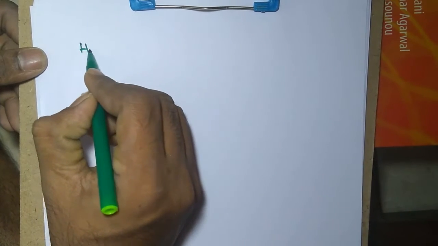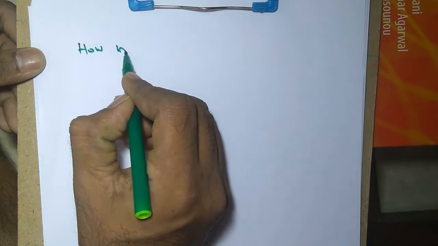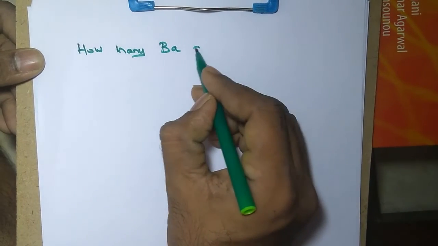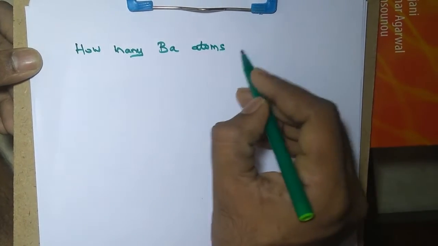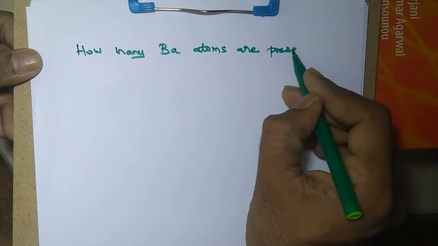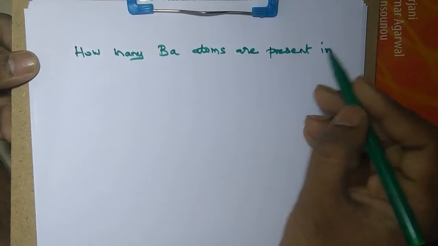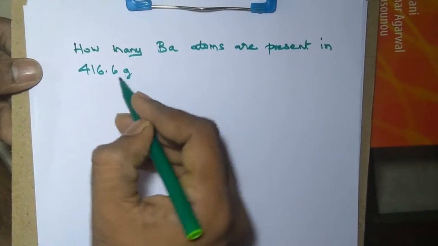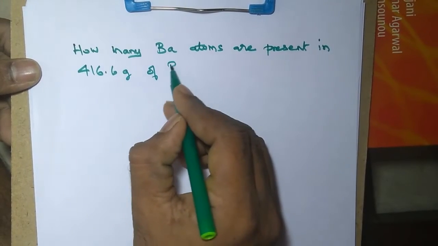In the next problem, we are going to make use of the Avogadro number. So take down the question. How many barium atoms are present in 416.6 grams of barium chloride, BaCl2?